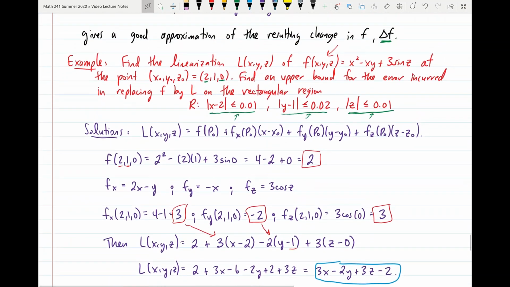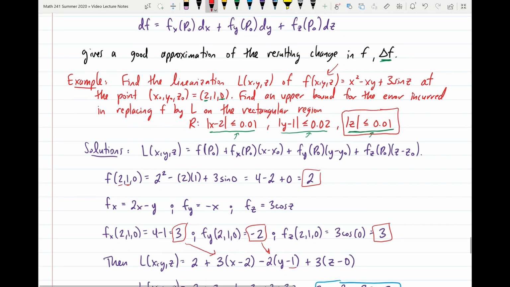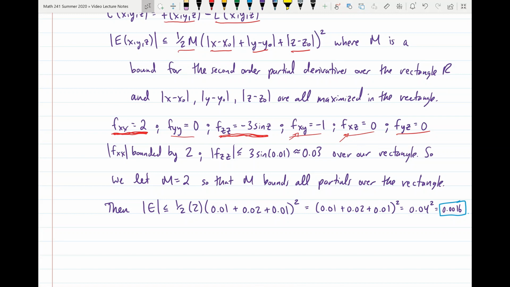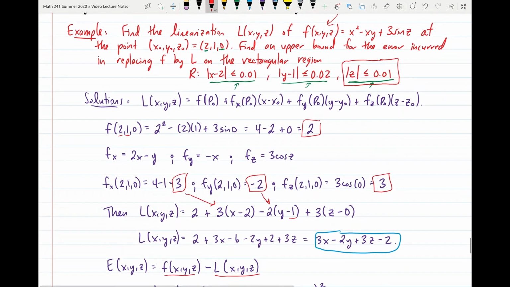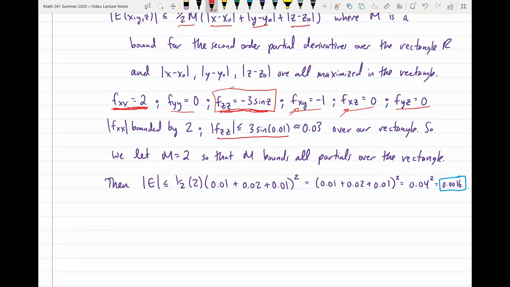Inside of the rectangle that we're talking about, notice that the absolute value of z is going to be less than or equal to 0.01. So if we take a point from inside of that rectangle and evaluate this second order partial derivative at that point, we know that z is less than or equal to 0.01. And in fact, that means that the absolute value of f sub zz will be less than or equal to 3 times sine of 0.01, which is approximately 0.03 over our rectangle. So it's just that region R that we're talking about. And because 0.03 is, of course, much less than 2, we can let m equal 2. So m will be a bound for all of our second order partial derivatives here over the rectangle.